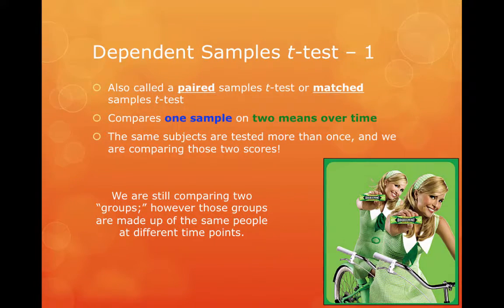So dependent samples t-test is also known as paired samples t-test or matched samples t-test. And simply what we're doing here is we're comparing one sample, one group of people, on two means over time. So the same subjects, the same participants are tested more than once, and we're simply comparing those two scores. So we're still comparing two groups, however those two groups are made of the same people at different time points.